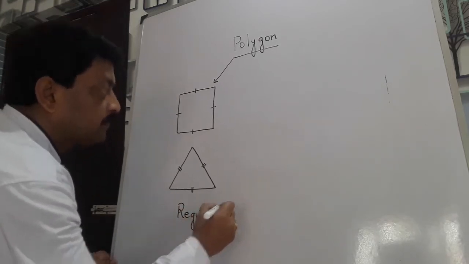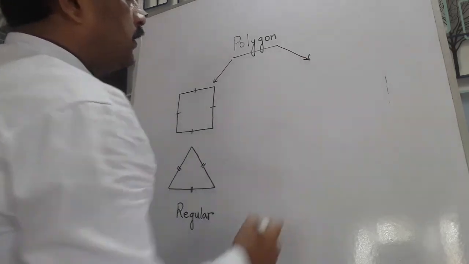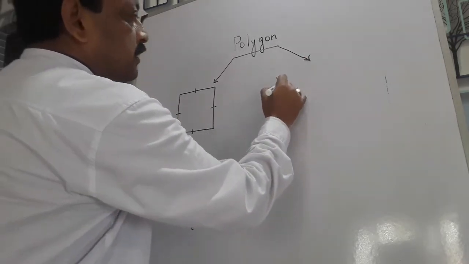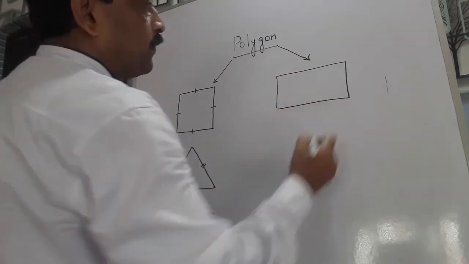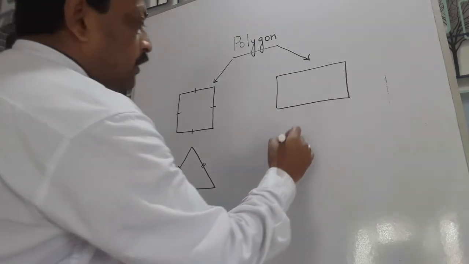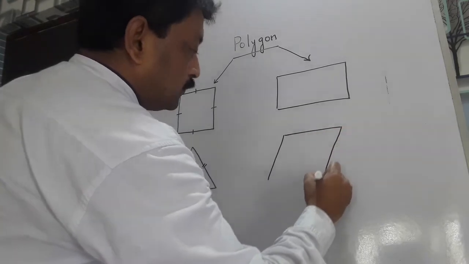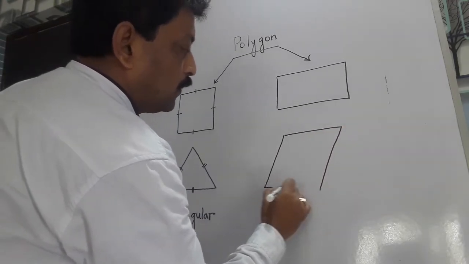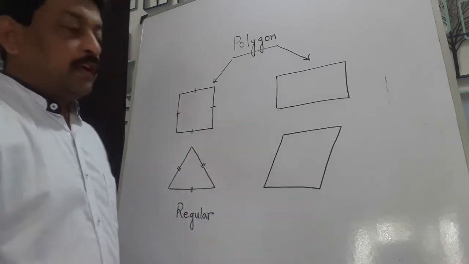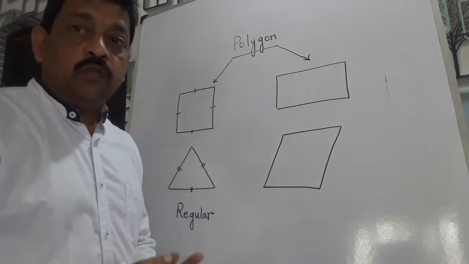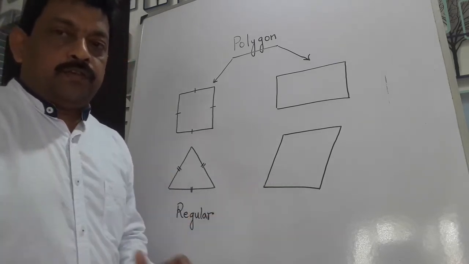Regular. Irregular polygon, consider a rectangle. Here all the four sides are not equal. Consider a rhombus. Now see, though a rhombus has all its sides equal, still it is considered an irregular polygon. Guess why?